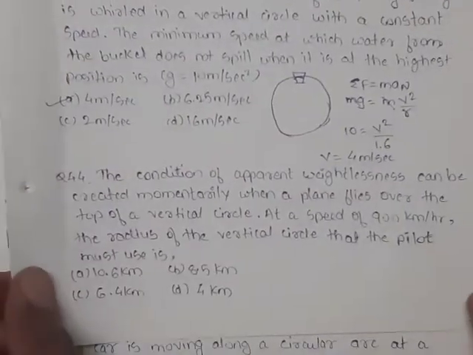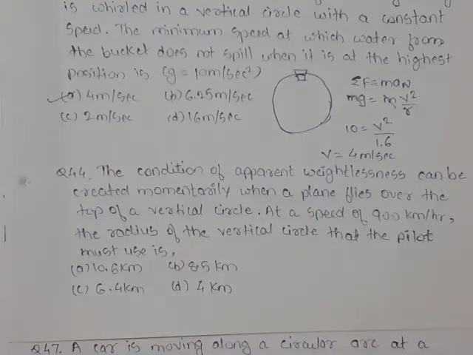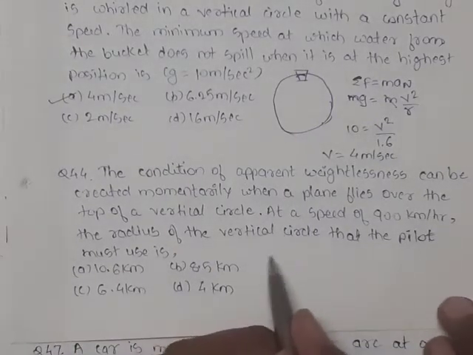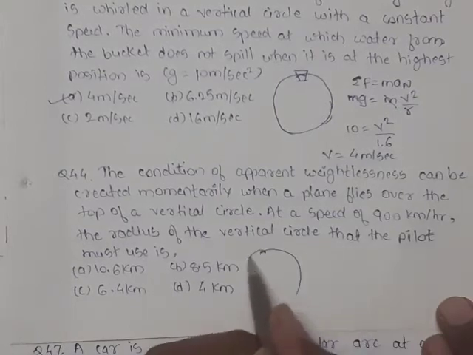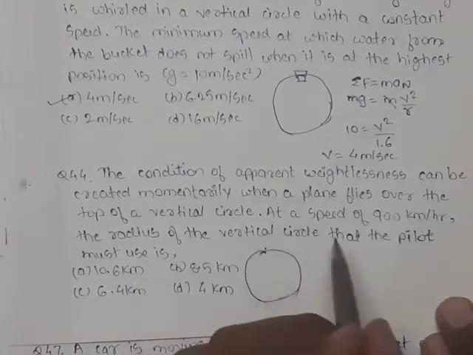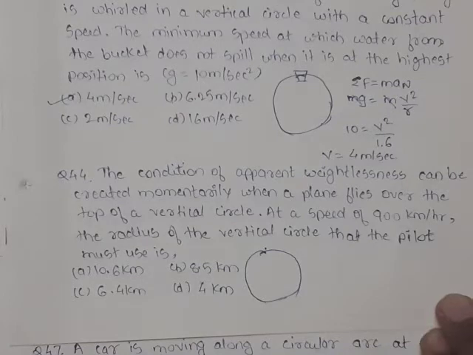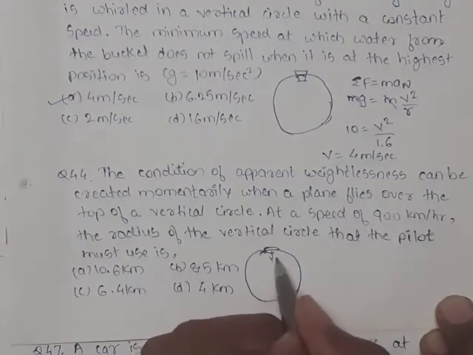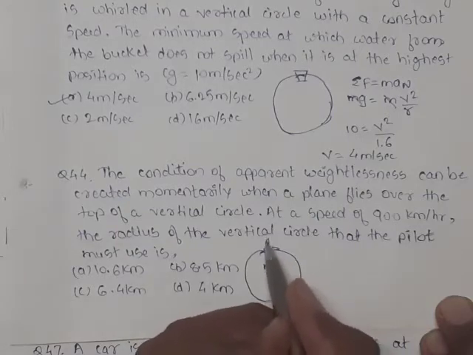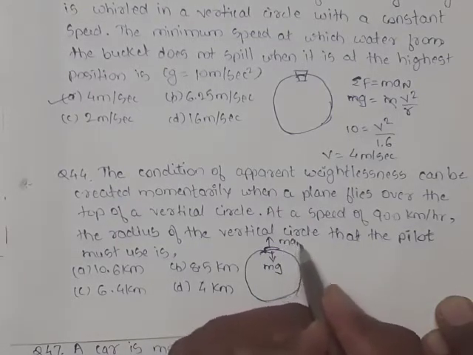Question 44. The condition of apparent weightlessness can be created momentarily when a plane flies over the top of a vertical circle at a speed of 900 kilometers per hour. The radius of the vertical circle that the pilot must use is. So when we see that, again the plane is flying in this vertical circle, and at the top position, when the plane is totally inverted, the weight of the man is going to act in downward direction, mg, and the force which is acting on it will be man, inertia force.